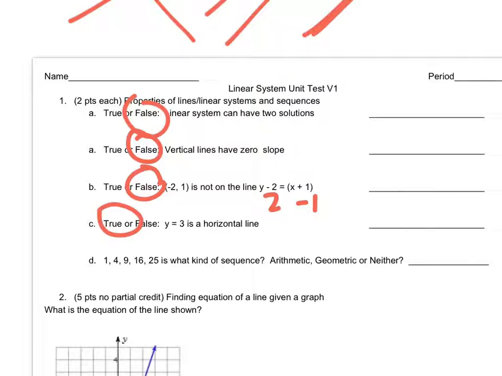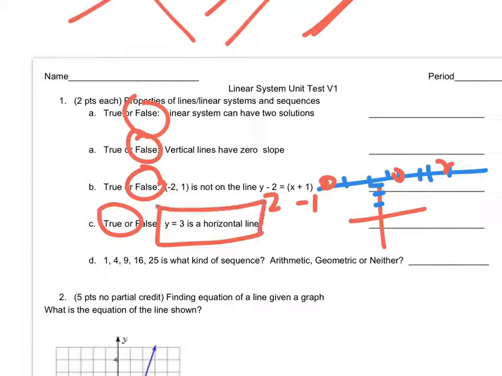Why is that true? Well, if we have, for example, the coordinate plane and we count up 3 spots, 1, 2, 3, we know that y equals 3 is a horizontal line all the way across, because anywhere we are on this line, the y value is going to be 3, right? So here, for example, we have (2, 3). Here we have (5, 3), (-3, 3). So y equals 3 is in fact a horizontal line.